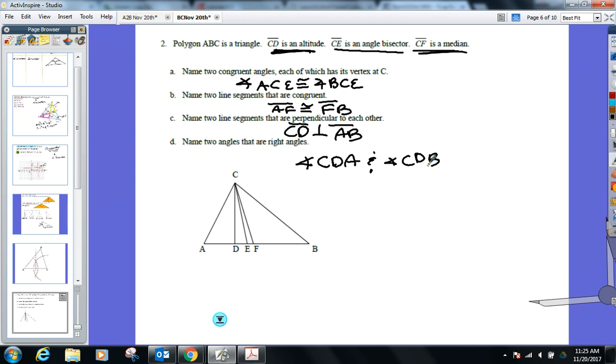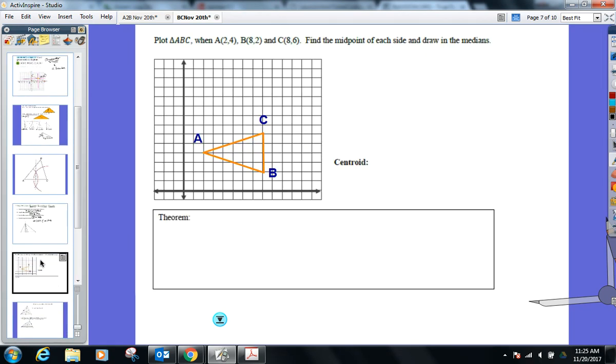Okay, how many medians in a triangle? 3. Let's find them all on the next one. Go ahead, graph that triangle, and we're going to find all 3 medians. Not all together. I'm going to separate you guys into groups of 3 like I did on Friday. So just graph the triangle first, and I'll tell you what your group's responsibility is.